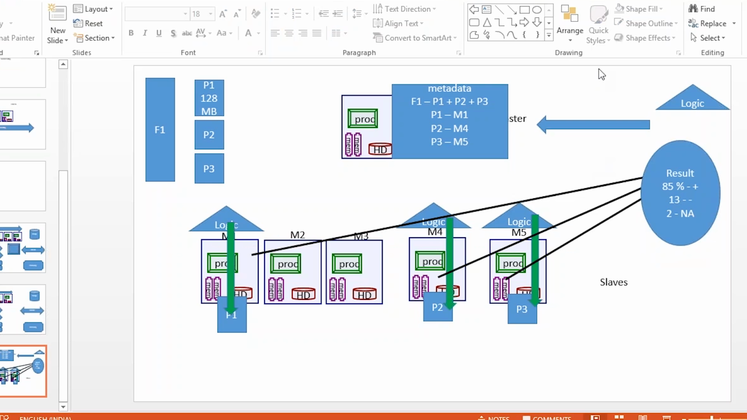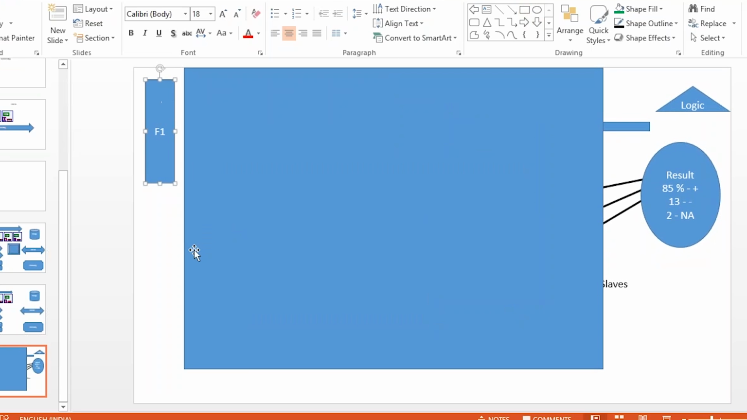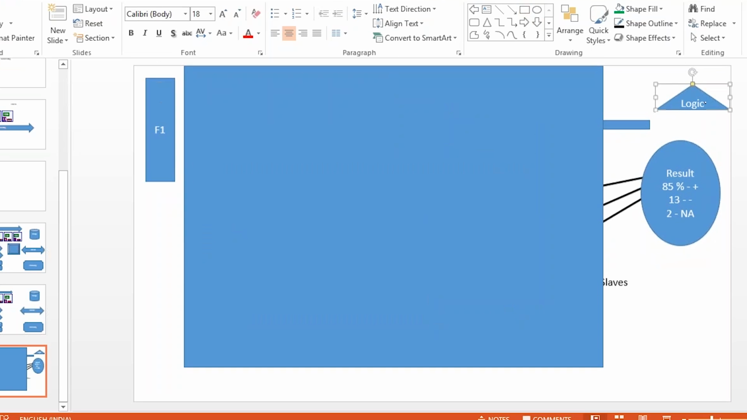So as a user, I don't need to worry about what's happening internally. I'll bring a huge file. I should know what logic I am going to process on that file and what result I want. Based on that, I'll design my logic. In the actual course, we learn how to design this program, how to write this logic. That is called MapReduce programming.